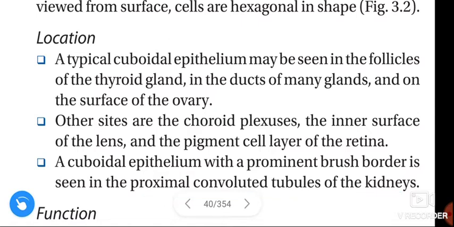See once again the location of simple cuboidal epithelium. A typical cuboidal epithelium may be seen in the follicles of the thyroid gland, in the ducts of many glands, and on the surface of the ovary. Other sites are the choroid plexus, the inner surface of the lens, and the pigment cell layer of the retina. A cuboidal epithelium with a prominent brush border is seen in the proximal convoluted tubules of the kidneys.